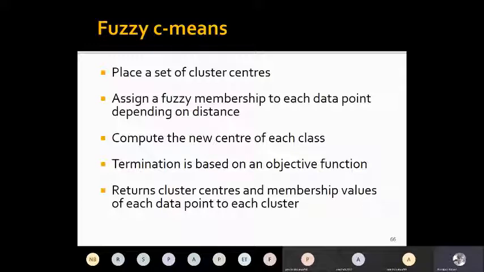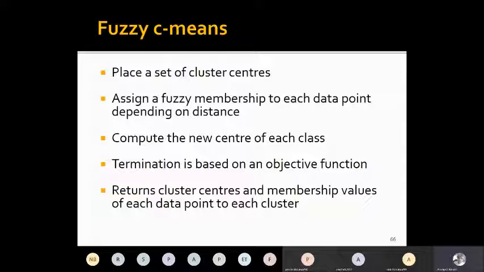So fuzzy C-means works very similar to K-means, in that we start with a random set of data points, and then we calculate cluster centers at each iteration as in K-means, but instead of assigning the data points to an individual cluster, we calculate a membership value of each data point in each cluster, and based on these membership values, we define an objective function and try to maximize or minimize this objective function.